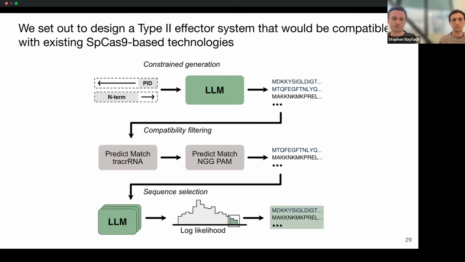Of course, we can repeat this process many times to produce many generated sequences, but ultimately we needed to select some to test in the lab. So to do this, we scored all of the generated sequences that made it so far in the pipeline, and just selected by the log likelihood under both pre-trained and fine-tuned language models.